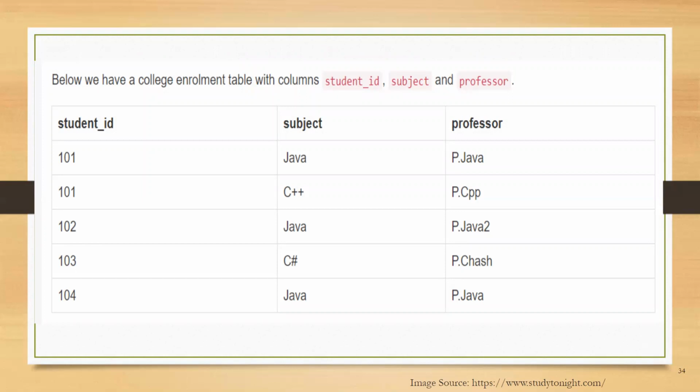So here in this, you can see that we have fields: student ID, subject and professor. You can also see that one student can enroll for multiple subjects. Like in this example, we have student ID 101 who has opted for subjects Java and C++. Similarly, for each subject there is a professor assigned to the student, and there can be multiple professors teaching one subject, just as in the case we have of Java. So you can see that in the case of Java, we have multiple professors teaching the subject.